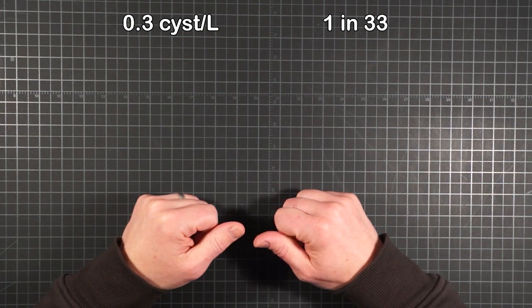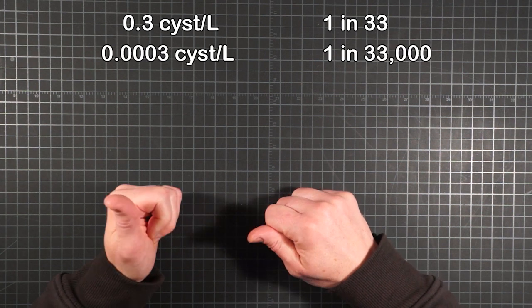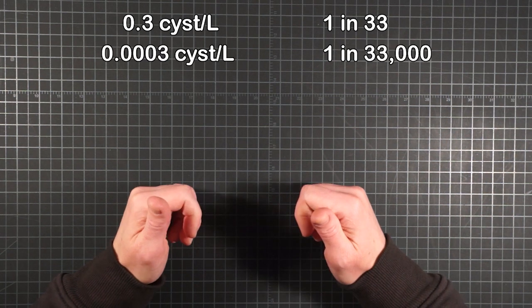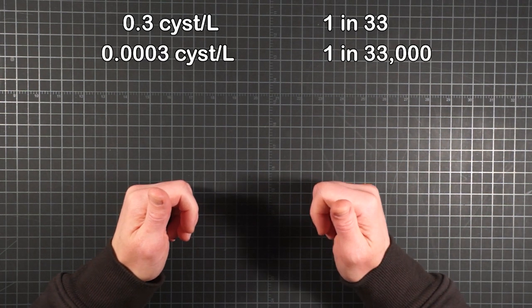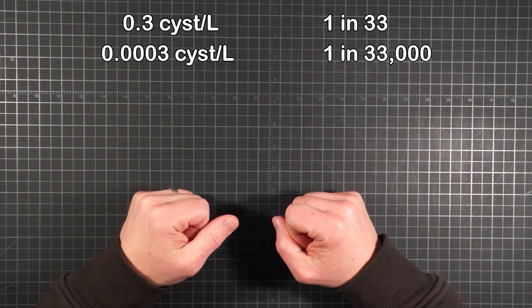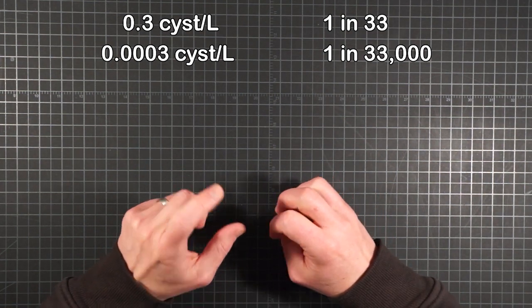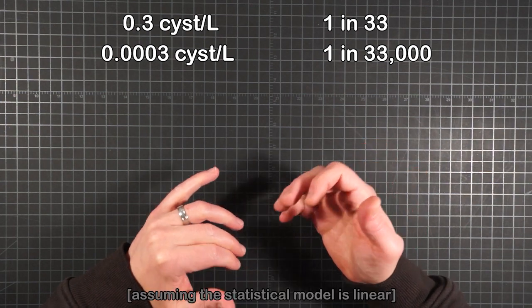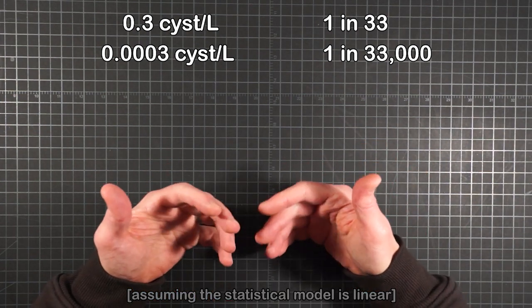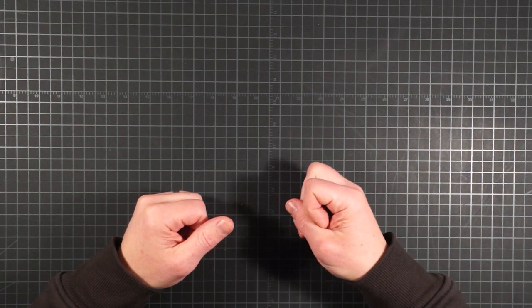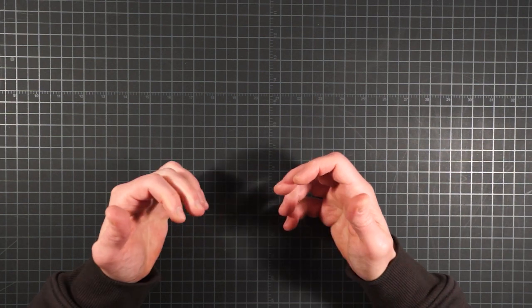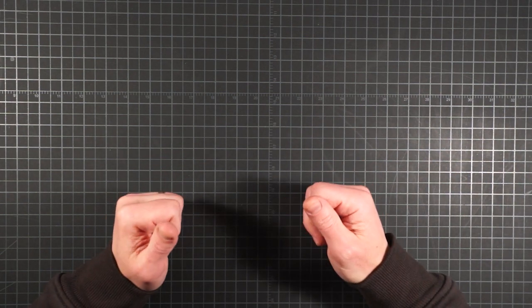That 3 log removal pushes the decimal point 3 spaces downhill, resulting in a filtered average concentration of just 0.0003 cysts per liter. If we likewise push the decimal on your chances of getting sick, your odds are now in the range of 1 in 33,000.